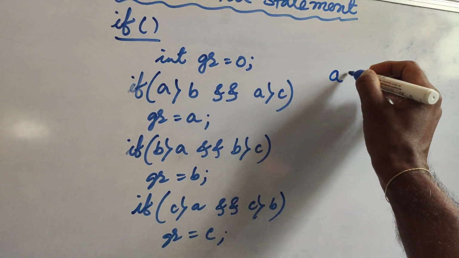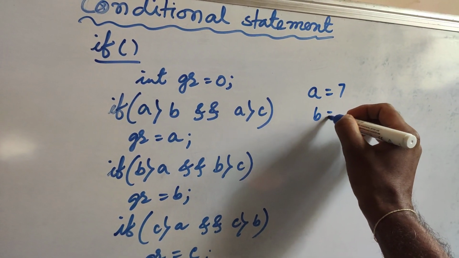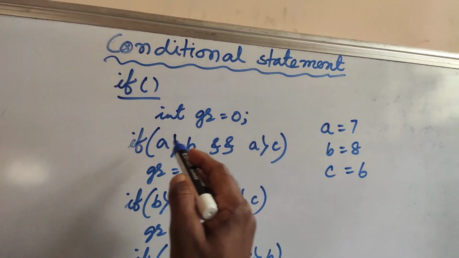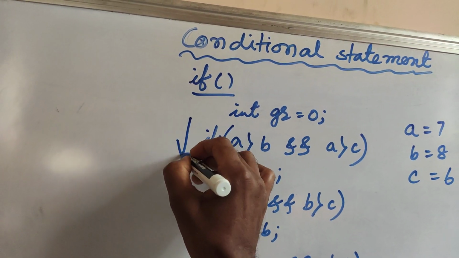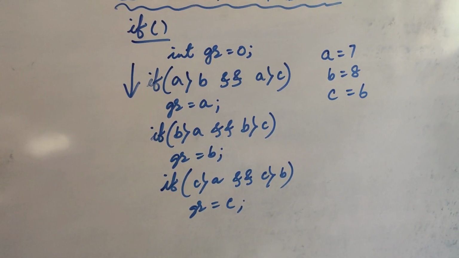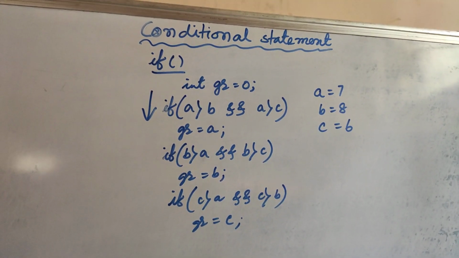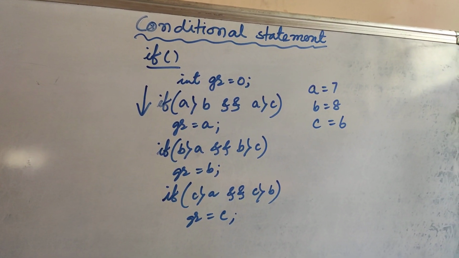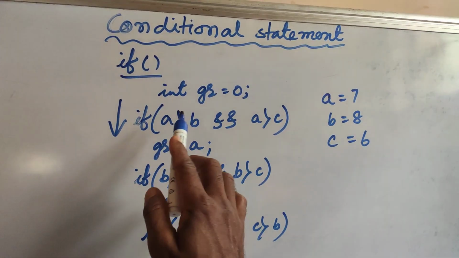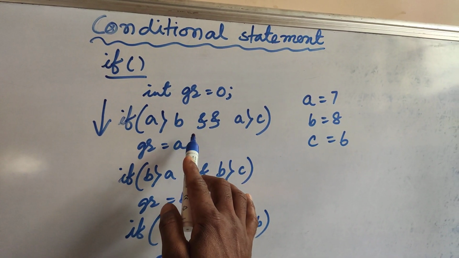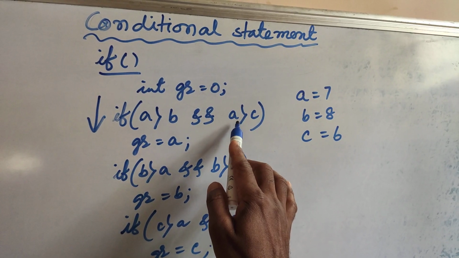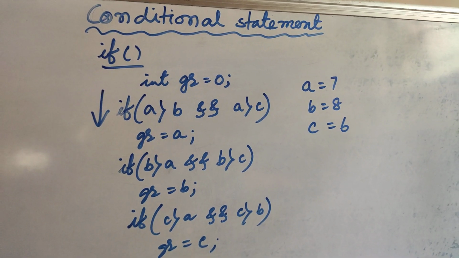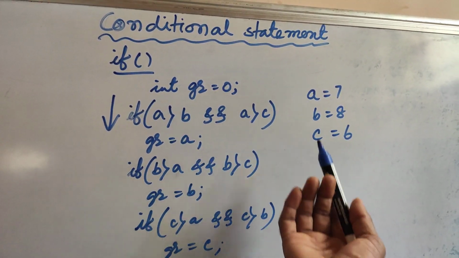But think A equal to, suppose, 7, B equal to 8, C equal to 6. The computer reads from top to bottom. After input, suppose I take A as 7, B as 8, C as 6. In that case, is 7 greater than 8 and 7 greater than 6? One true, one false. I will explain this in logical operators. One true, one false, so false. Then gr is not equal to A.